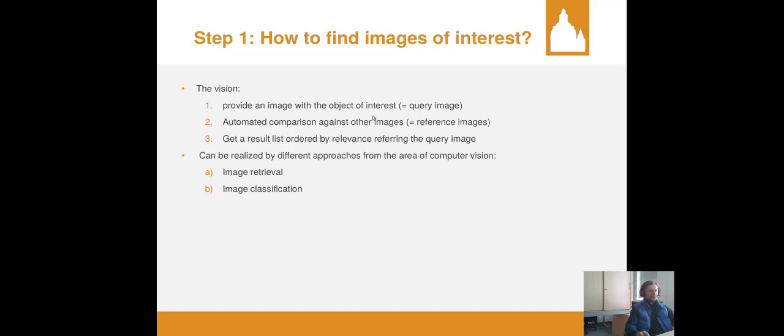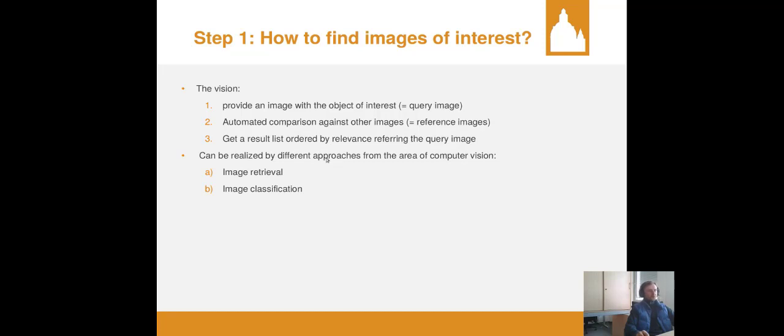Our vision there is that we have a query image that contains our object of interest, which is maybe some special building. And in the second step, we perform an automated comparison against other images. And these other images are called reference images. And we get back a result list that is ordered by relevance of the query image referring to the reference images. That means the most relevant image appears at the top, and the less relevant images appear at the bottom.